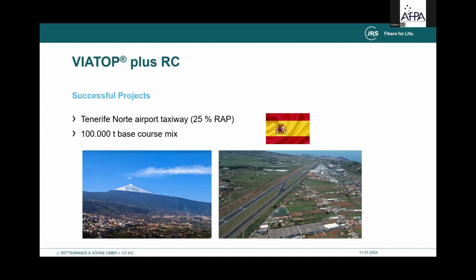The project on the Canary Islands in Spain, on the Tenerife airport, the taxiway was renovated, and the taxiways are heavily trafficked with stop and go, so even more than the standard runways. 25% of RAP, in total 100,000 tons of asphalt mix, and that was really critical because the airport authorities are sometimes very reluctant in testing new things.